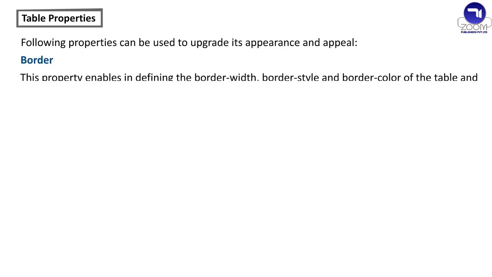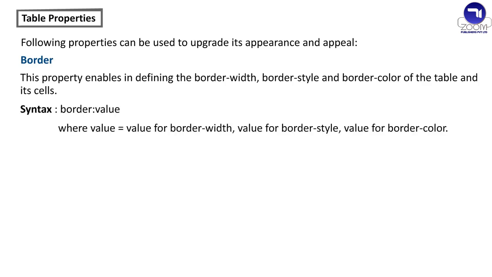Table properties. The following properties can be used to upgrade its appearance and appeal. Border. This property enables defining the border width, border style and border color of the table and its cells. Syntax: border: value, where value is equal to the value for border width, value for border style, value for border color.